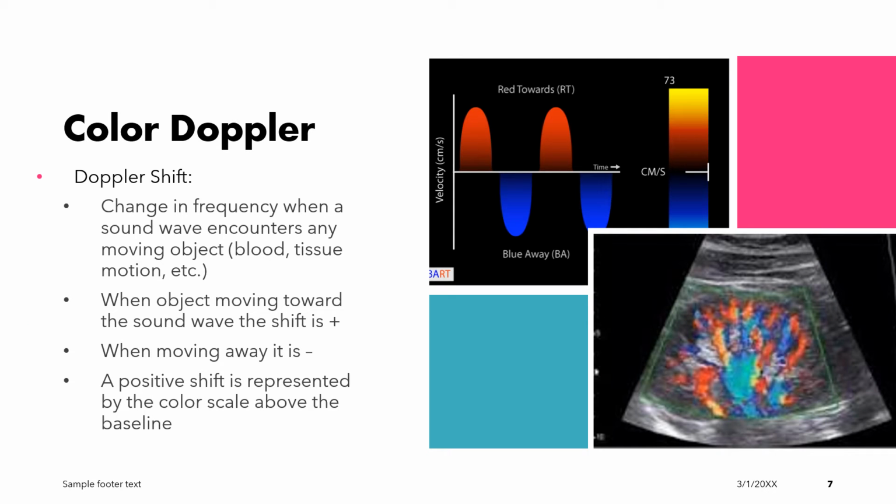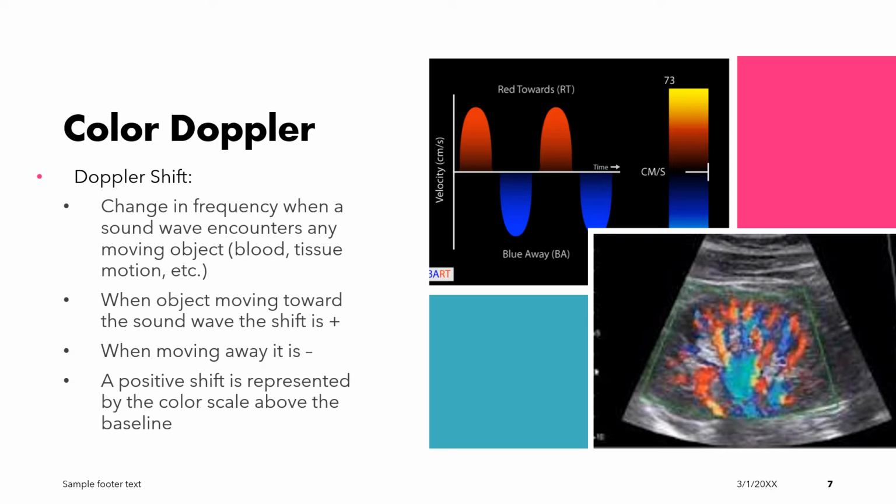So that brings us to color Doppler. Color Doppler is basically the superimposition of color over a B mode image where motion is detected. Now, the way that we detect motion in sonography is by utilizing something we call the Doppler shift. This is the same sort of technology that police officers use with radar to assess speed.